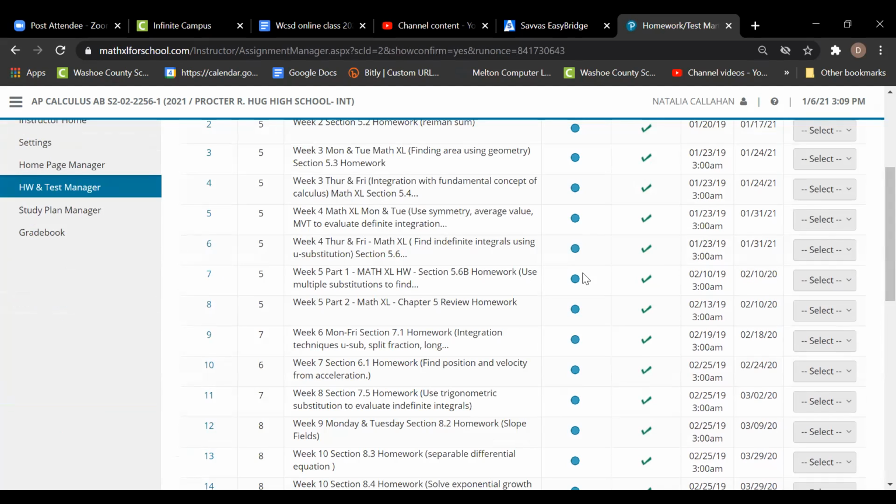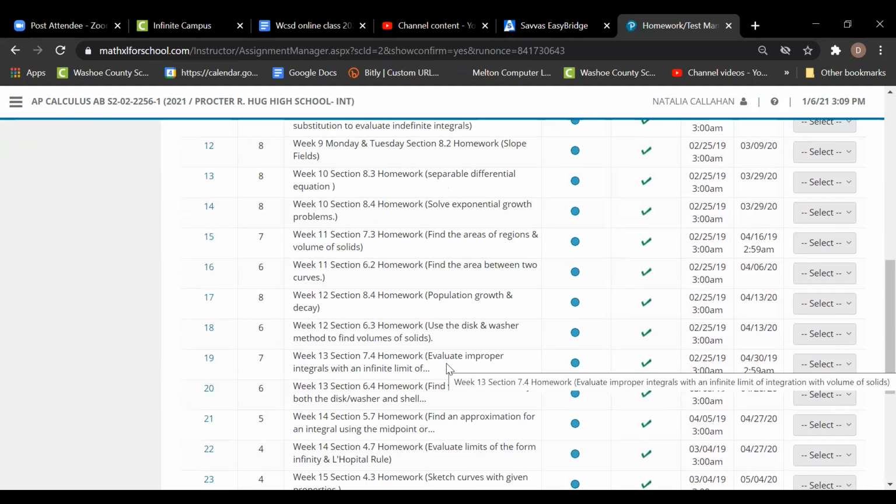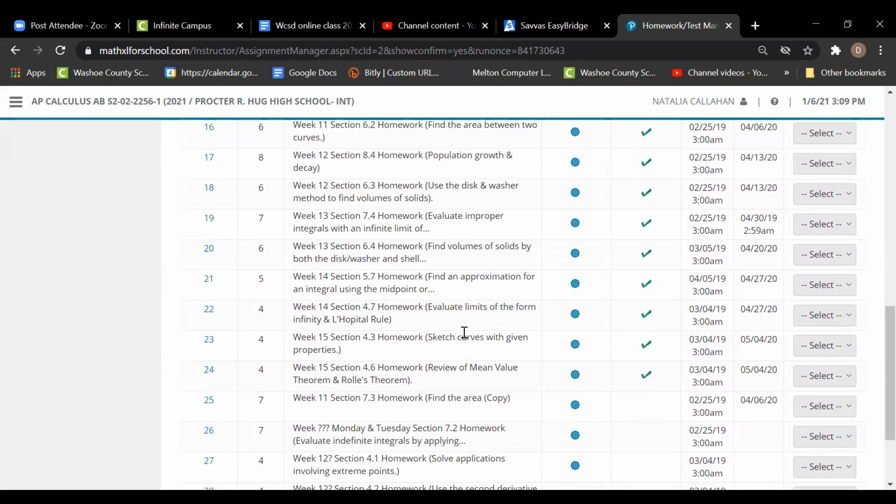Week 5, you can't really do it yet because I haven't changed the due date yet, but you will be able to at least see it. So if you're curious, what are we going to talk about in week 5? We're going to talk about multiple substitution methods to find the integration, and then also week 6, integration techniques using U-sub, split fraction, long division, etc. So if you're like, I want to know what's going to happen all the way in week 15, we're going to talk about curve sketches with given properties. That way you have an in-depth look at what we're going to be working on later into the semester.